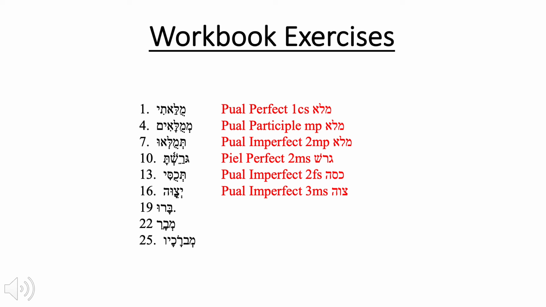Number 16 is a pu'al imperfect. Again, we have the shva underneath the yod, followed by the U-class vowel under the tsadi. The dagesh is in the vav. That's not a shurik, that's a vav. So this is a pu'al imperfect 3MS. How about number 19?